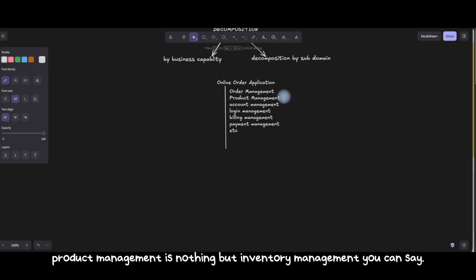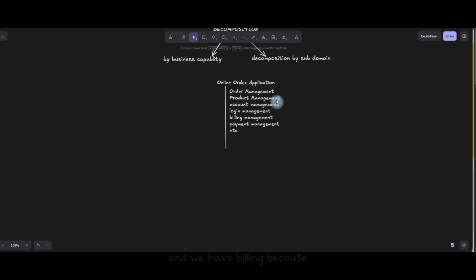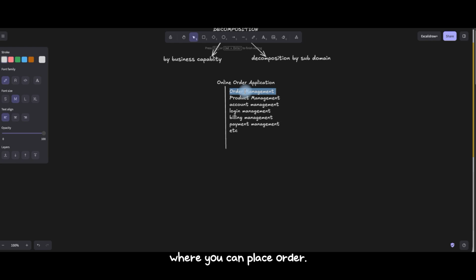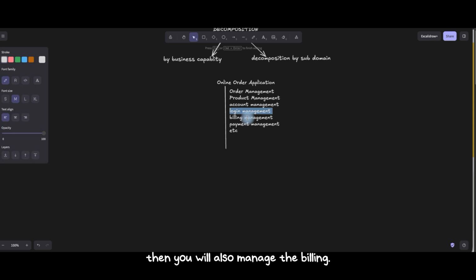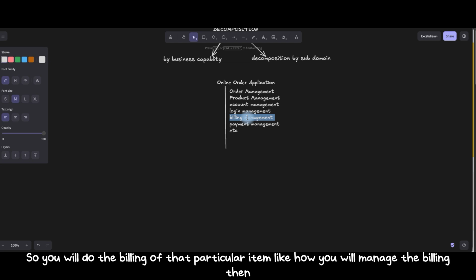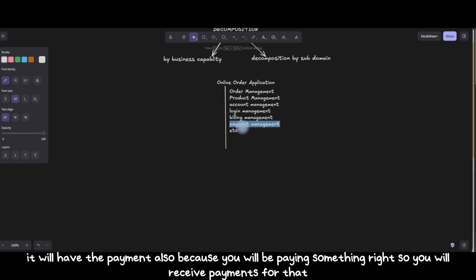Product management is nothing but inventory management, you can say. Then we have billing, because when you are making an order up to order management where you can place an order, then you will manage the entry for that product, right? Then you will manage accounts, then you will also manage the billing. So billing may be of, let's say, the item you are selling, so you will do the billing of that particular item. Then it will have the payment also, because you will be receiving payments for that.